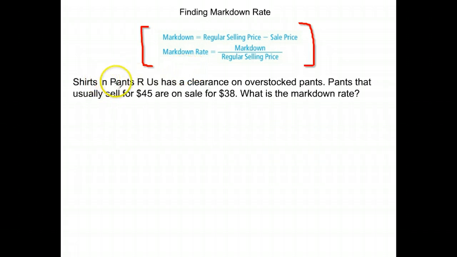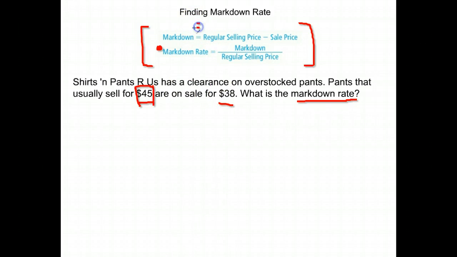It says Shirts and Pants R Us has a clearance on overstock pants. Pants that usually sell for $45 are on sale for $38. What is the markdown rate? So we're trying to find the markdown rate, which if we look at our formula, it says to take the markdown divided by the regular selling price. So the first thing we need to do is make sure that we have the markdown amount and the regular selling price. Well, we have the regular selling price. It says the pants usually sell for $45, but we do not know the markdown. We know what the sale price is.